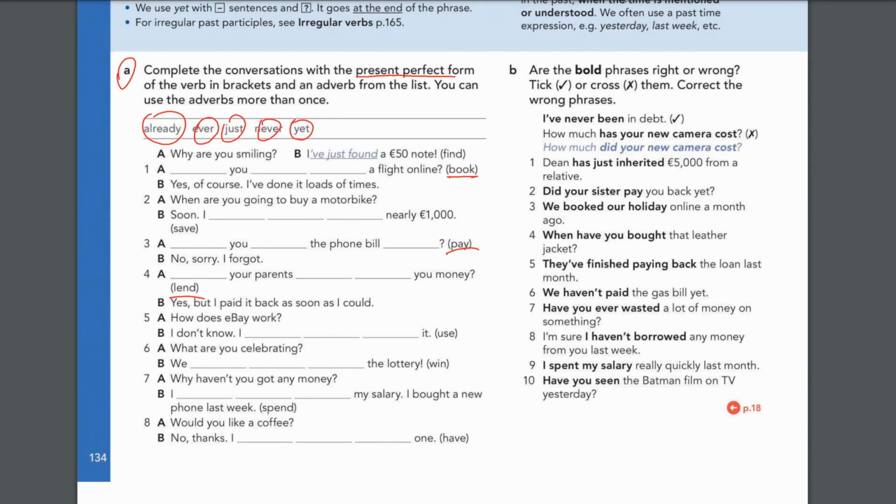So the first, we have got the example which has been done. Why are you smiling? I've just found. So find, and then just, using present perfect. I've just found a 50 euro note. Okay. Now, number one, we have got a conversation, obviously. B is saying, yes, of course, I've done it loads of times.